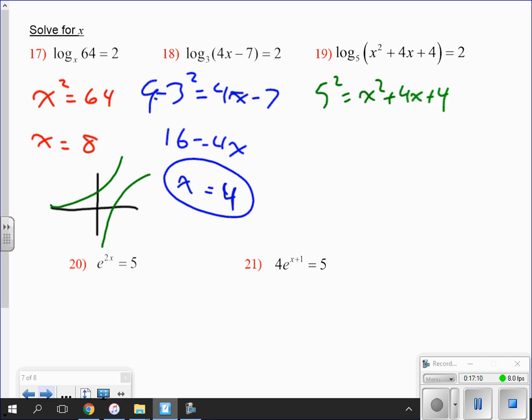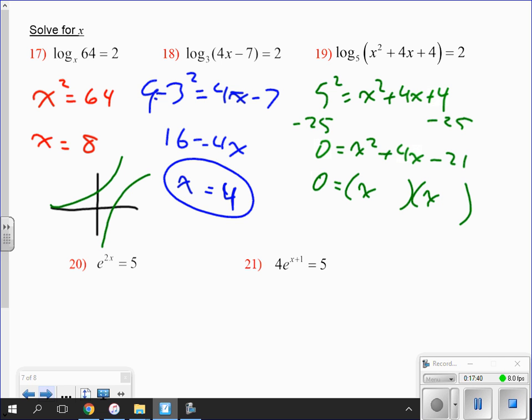But you kind of miss out on a little bit when you do that. What you really want to do is set it equal to 0. So 5 squared is what? 25. So I'm going to subtract 25 from both sides. 0 equals x squared plus 4x minus 21. 2 numbers that multiply to give me negative 21 that add to give me positive 4. 7 and negative 3. So that means x equals negative 7 and 3.